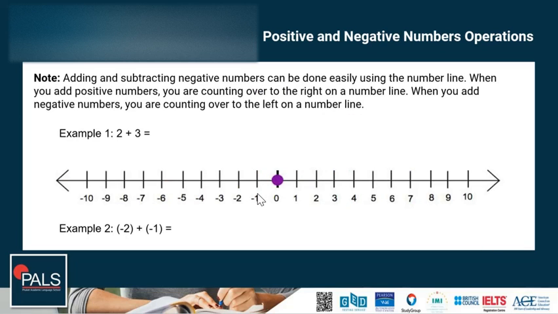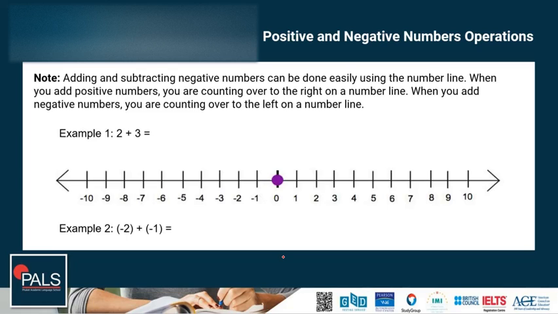Adding and subtracting negative numbers can be done easily using the number line. When you add positive numbers, you are counting over to the right on a number line. When you add negative numbers, you are counting over to the left on a number line.